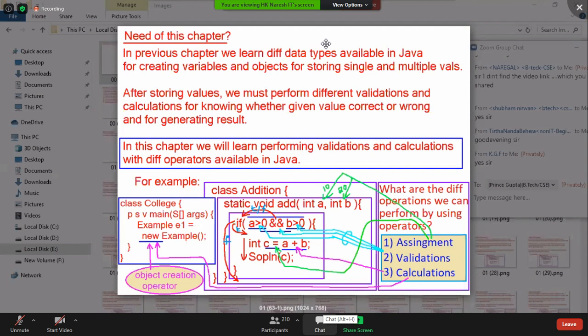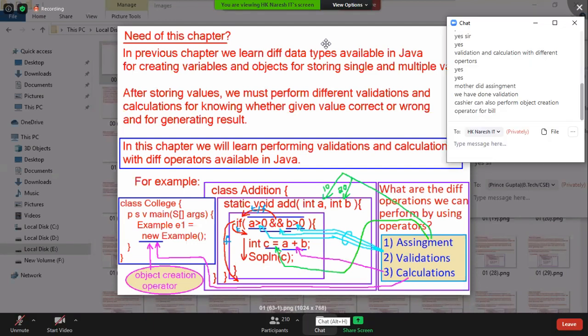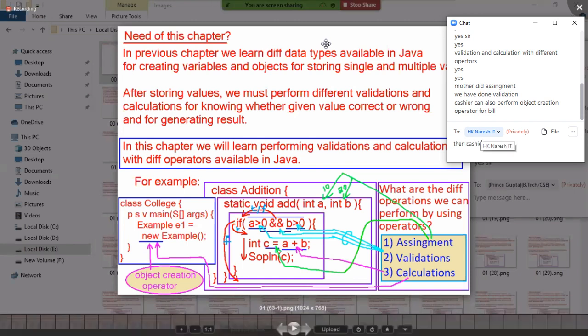Wherever you go, without this chapter of operators, you cannot run your life. So why am I taking this many examples? I want to make this operators chapter not just a subject. I want to make this operators chapter a part of your life. Wherever you go, I want you to see this: assignment, validations, calculation.